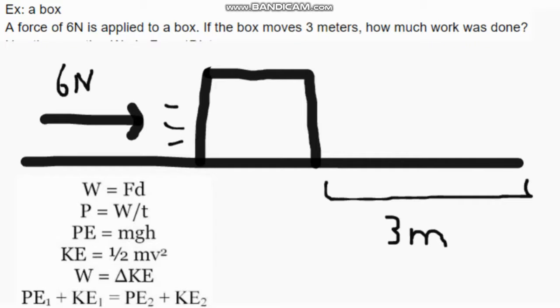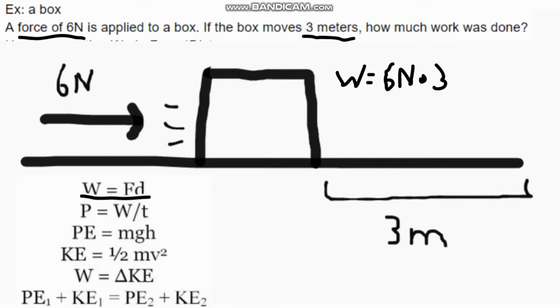So for example, if I have a box and a force of 6 newtons is applied to it, and it moves 3 meters, what was the work done? Well, we know the distance, we know the force, and the equation for work is force times distance. So we can just simply plug in those units into the equation. So it'd be 6 newtons times 3 meters, which would give us work equals 18 joules.